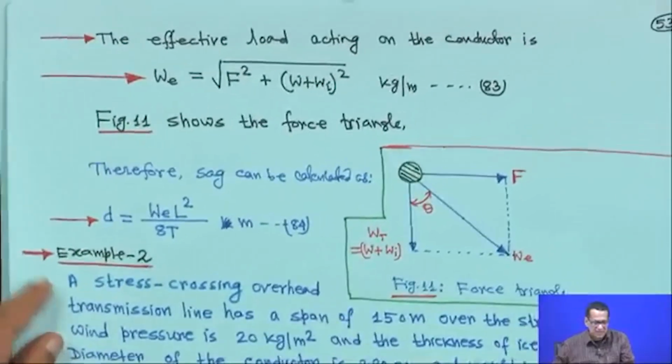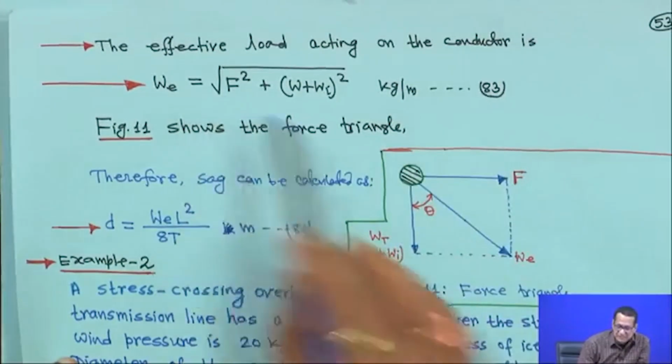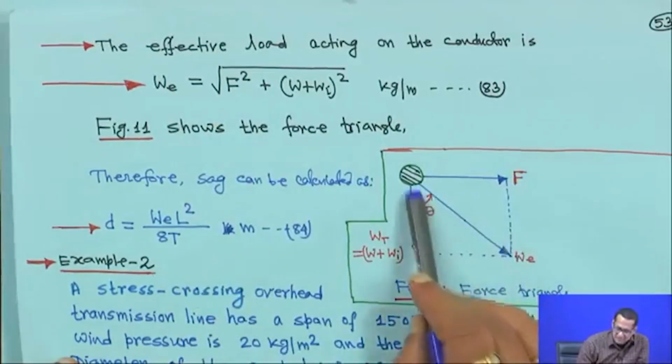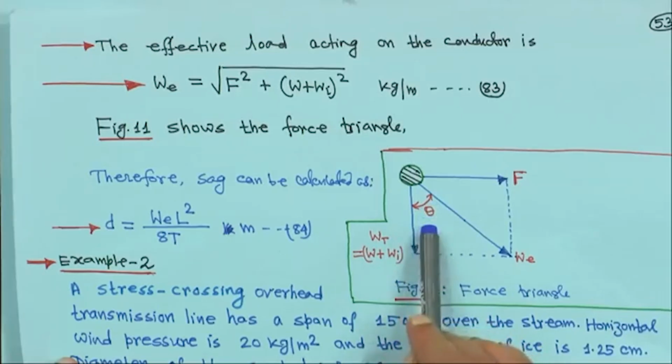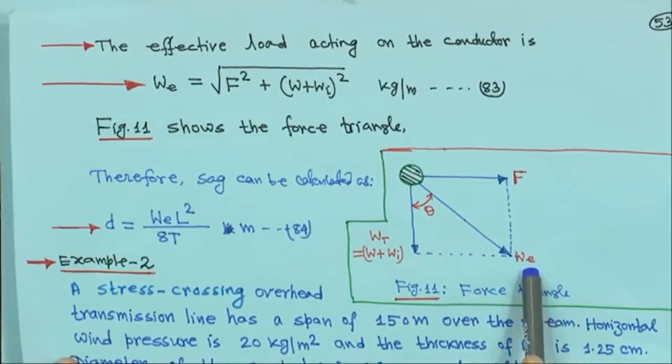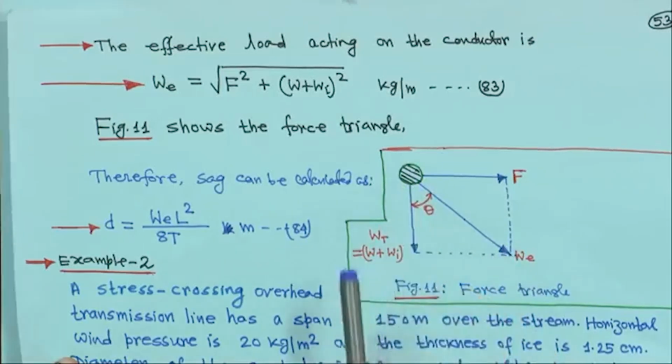So, the effective load acting on the conductor is W_e. This is the horizontal force F, this is vertical, W_t is equal to W plus W_i, and this angle is theta. For numerical purposes, this kind of figure is required again and again. This is theta, and this is W_e, the effective value. So, this is the force triangle, this is the conductor actually, right.